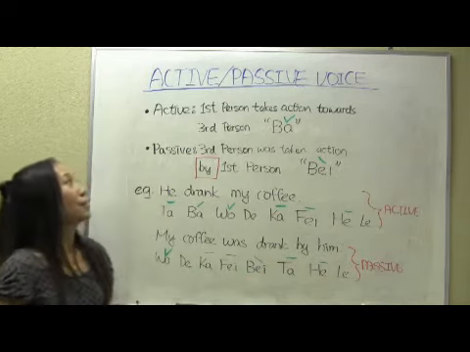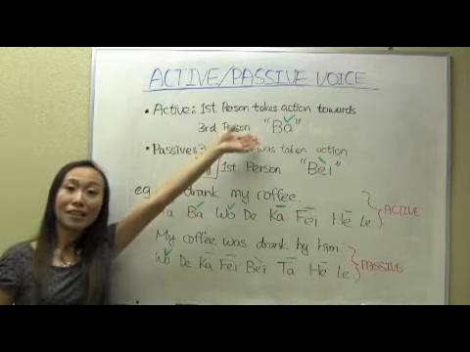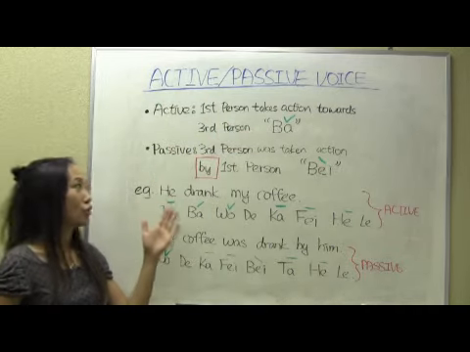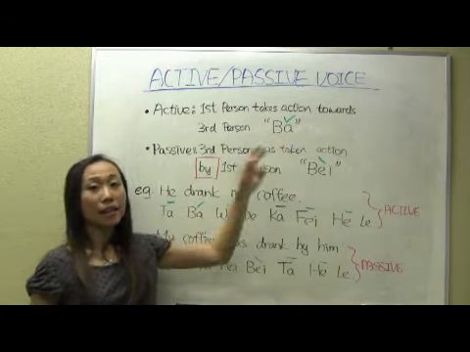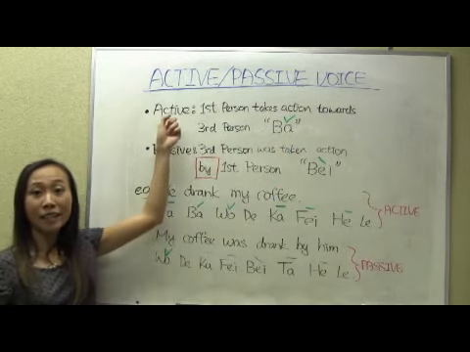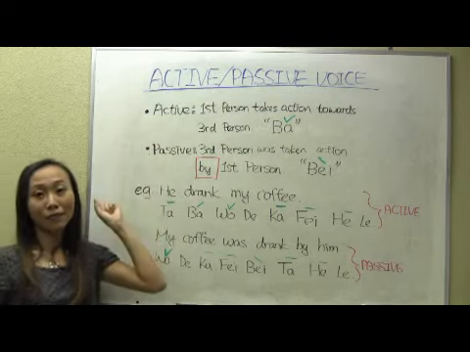Okay? So very simple about the active and passive voice in Chinese. You just need to figure out two words, 把 and 被. And then you can tell whether it is active or passive.